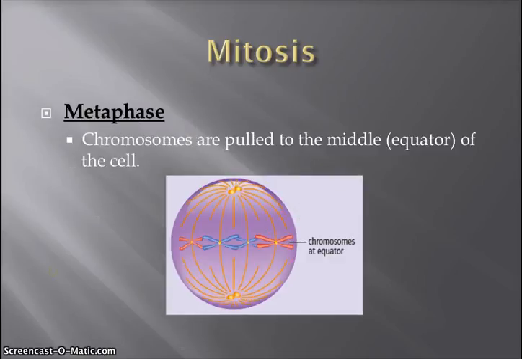During metaphase, the chromosomes will begin to line up in the middle. So you can see that instead of being randomly in the cell, they're now lined up in the middle, called the equator of the cell.